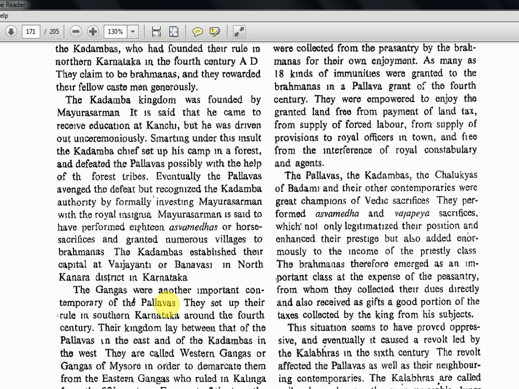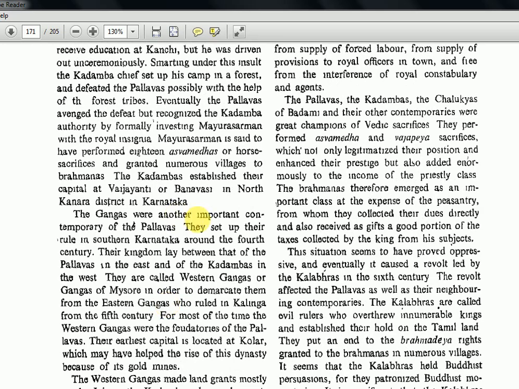The Gangas were another important contemporary of the Pallavas. They set up their rule in southern Karnataka around the 4th century. Their kingdom lay between that of the Pallavas in the east and the Kadambas in the west. So try to picturize it: Pallavas in the east, Kadambas in the west, and in the middle the Gangas. If you have to arrange them from east to west, you should know this. It's a very basic thing.